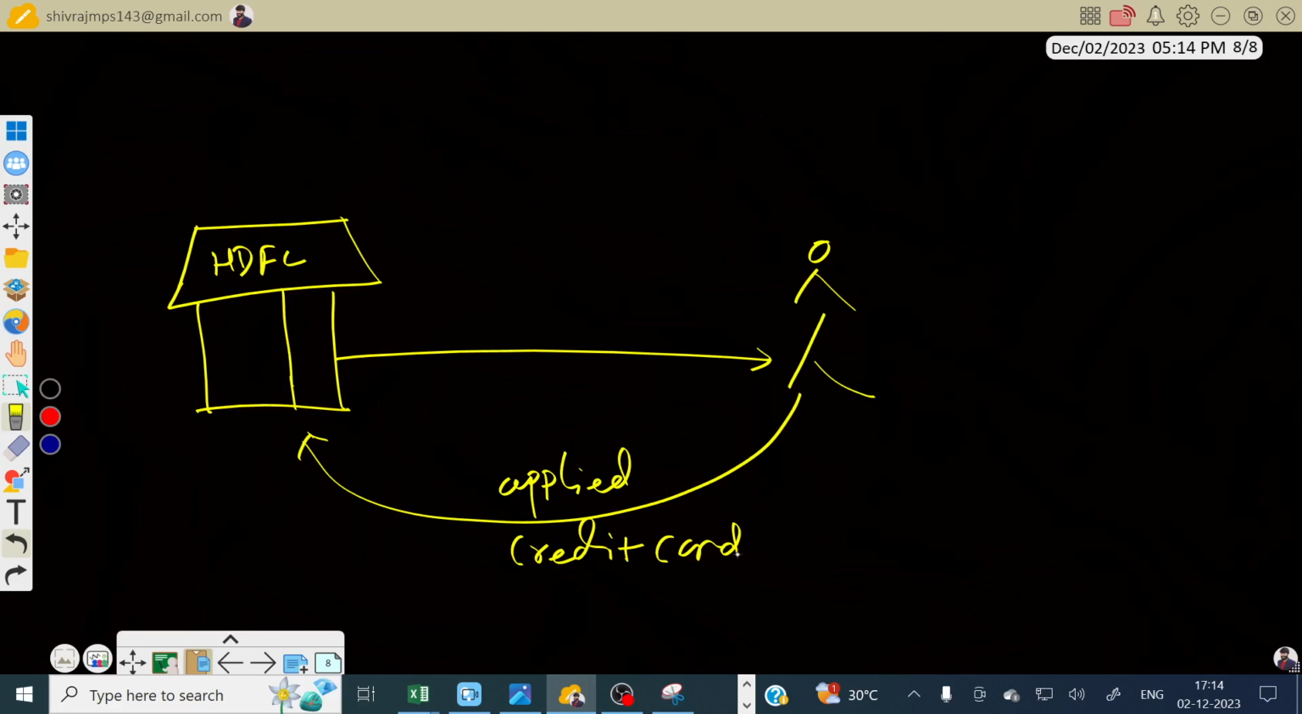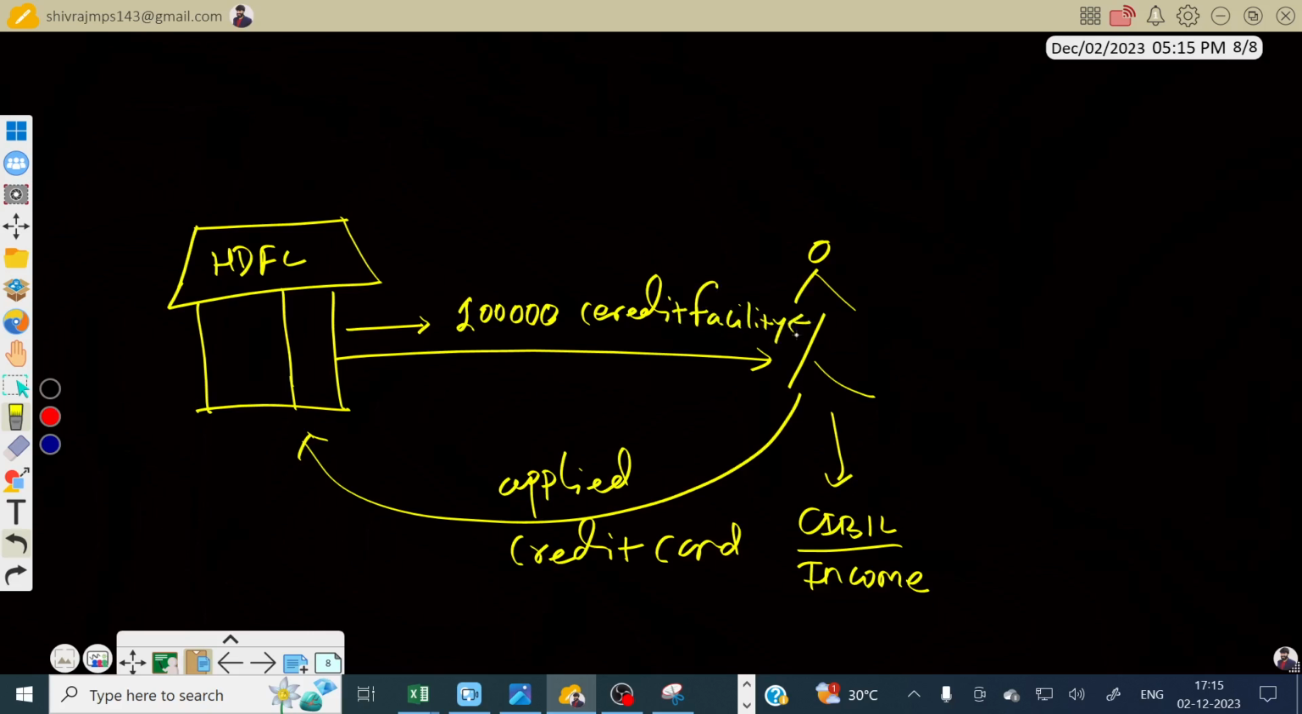Then the bank checks. Of course, the bank will check obligations. It means CIBIL, then the other parts like KYC documents, assets, or maybe salary, income, and everything. After that, the bank will take the decision. Let's say on the basis of CIBIL, then income, the bank concluded that the bank can offer a 1 lakh credit facility to this person.